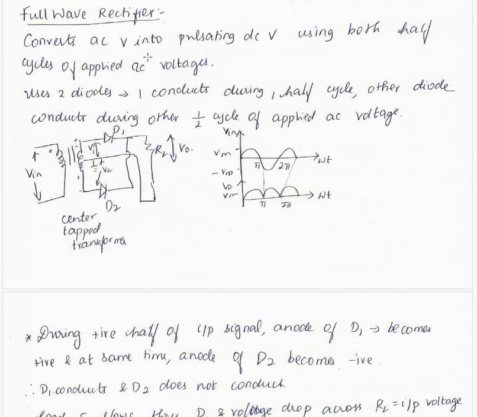Full wave rectifier converts AC signal into pulsating DC signal. It has a center tap transformer and two diodes. For the positive half of the input signal, diode D1 is forward biased, D2 is reverse biased, and we get the rectified output. For the negative half of the input signal, D2 is forward biased, and I can get the rectified output.